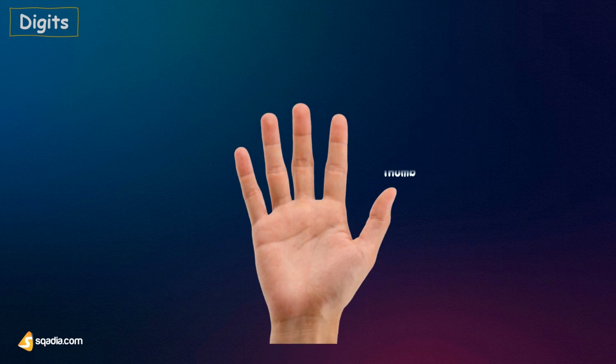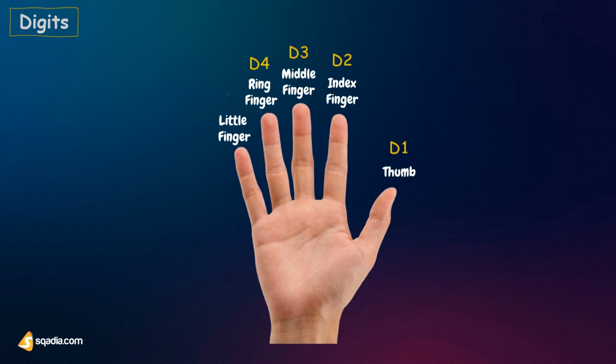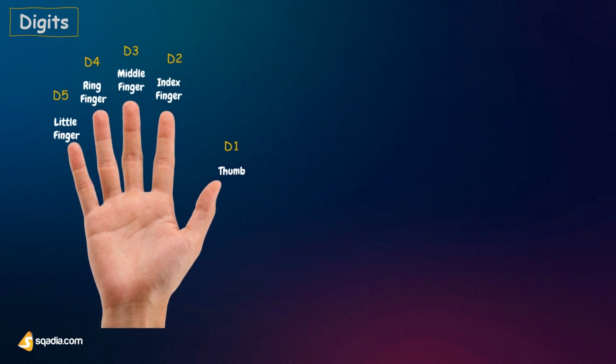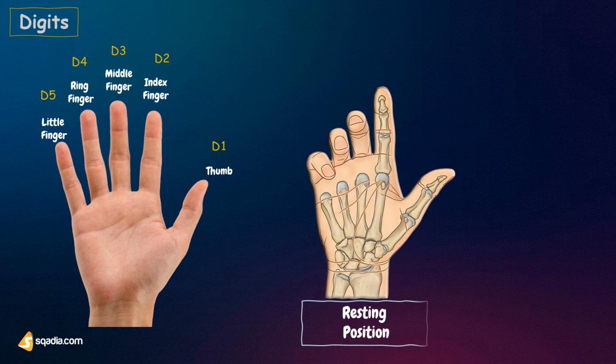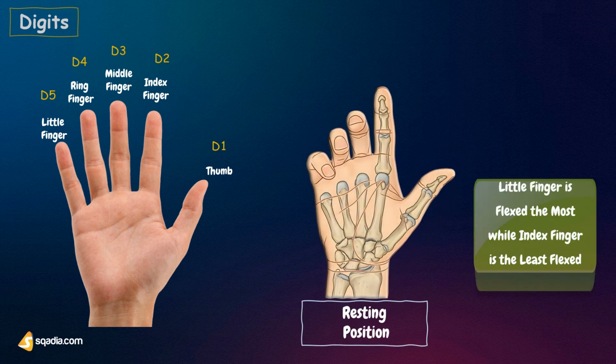The 5 digits consist of the laterally positioned thumb and, medial to the thumb, the 4 fingers: the index, middle, ring, and little fingers. For convenience, these digits are also numbered by anatomists as digit 1 or D1, and the rest of the digits given the subsequent numbers D2, D3, D4, and D5. In the normal resting position, the fingers form a flexed arcade, with the little finger flexed most and the index finger flexed least. In the anatomical position, the fingers are extended.